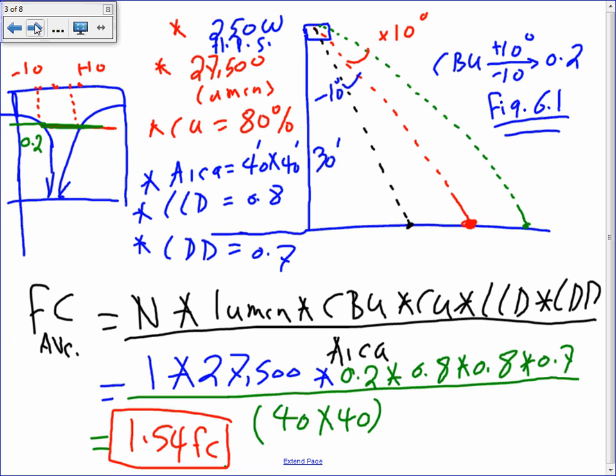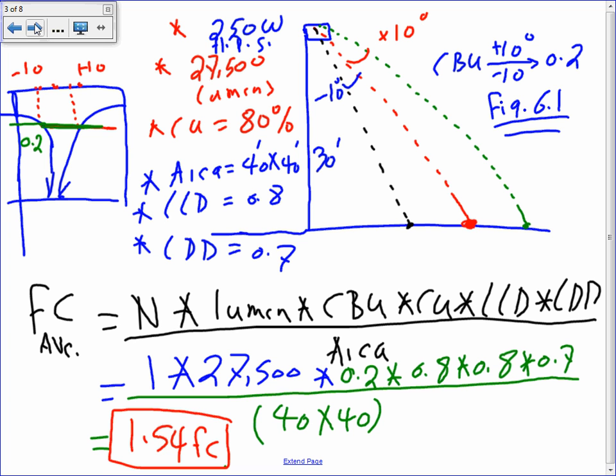27,500. What's the coefficient of beam utilization given to you here? 0.2. What's the lumen depreciation factor? 0.8. What's the dirt factor? 0.7. What did we forget here? 0.8. Oh, see the coefficient of utilization, the lumen depreciation, and the dirt, as well as the area of 40 by 40. That will get you a foot-candle of 1.5.